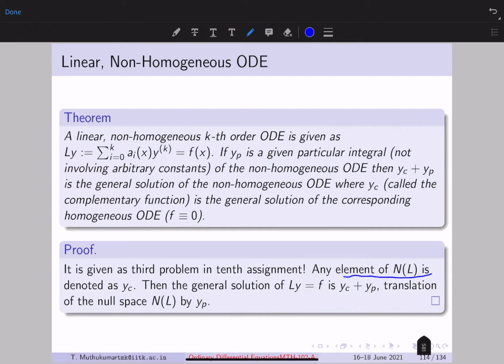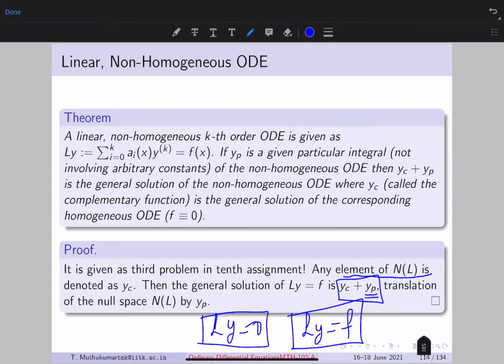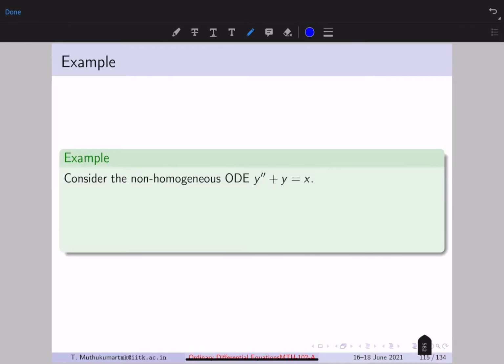you take any element of the null space, which is the general solution of the homogeneous equation Ly equal to 0, which we have seen in the previous lecture involves arbitrary constants, and to that you add one particular solution, and that is your general solution. Okay, that's how you solve a non-homogeneous ODE of the same form.